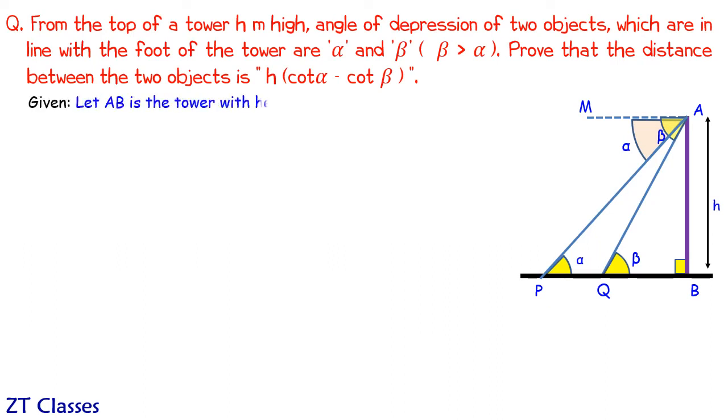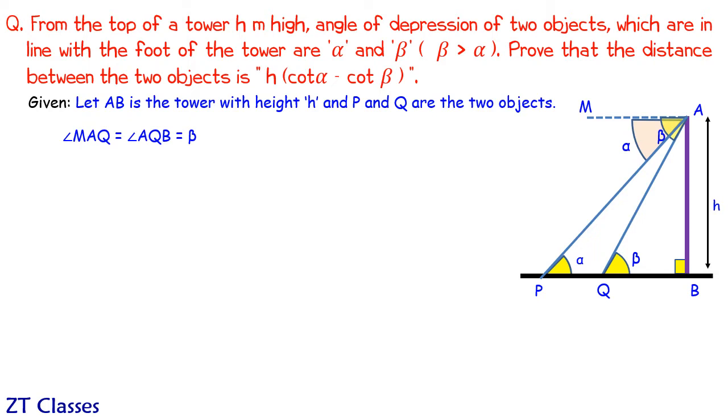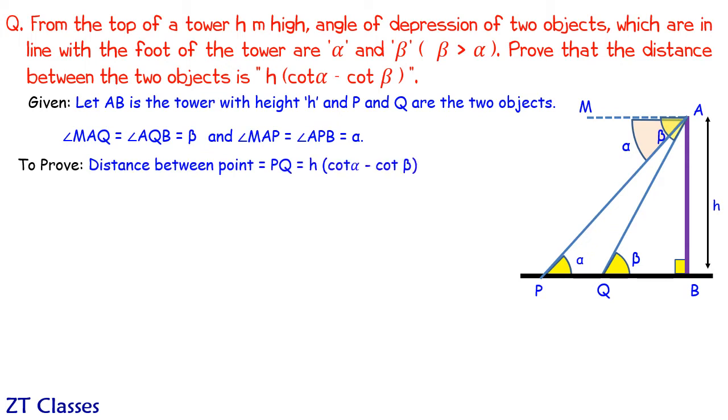So here it's given that AB is your tower and P and Q are the two objects whose angle of depression is taken. For the first object Q, MAQ is the same as AQB, which is beta degrees. And for the second object, angle MAP is the same as angle APB, which is alpha degrees. We have to prove that the distance between the objects, PQ, is H times cot alpha minus cos beta.